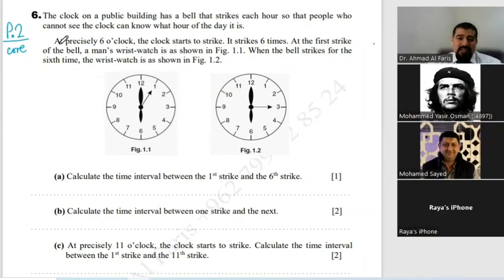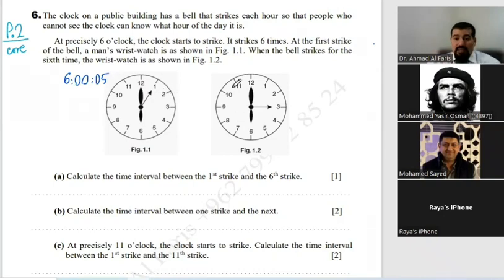So what they said here is that at precisely 6 o'clock, the clock starts to strike. It strikes 6 times. At the first strike of the bell, there was a wristwatch of one man showing this figure. Who can tell me how much the time is here? Exactly, it's 6 hours, 0 minutes, and 5 seconds.